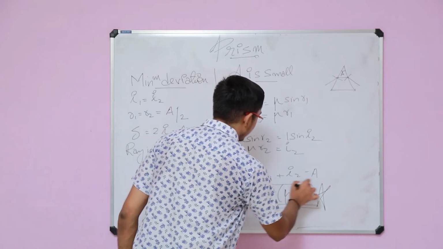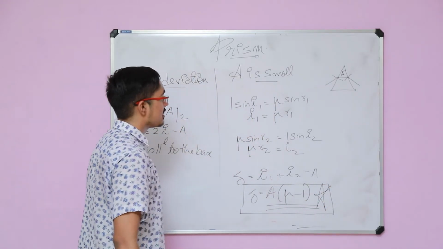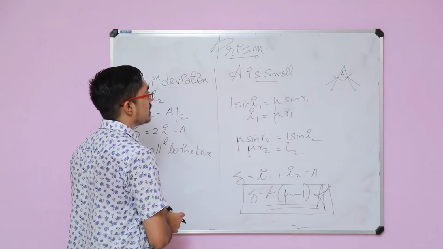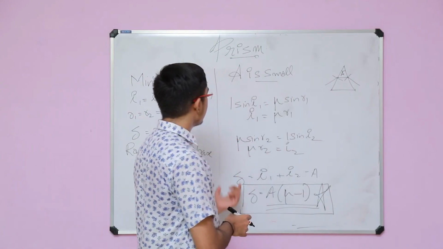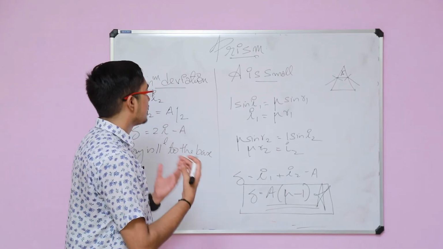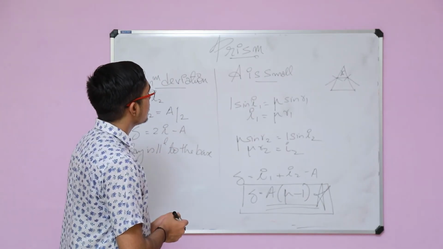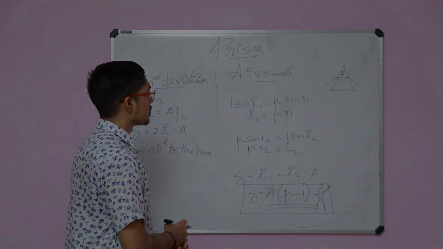So never forget this. This is a very important result that we have obtained by approximating a lot in terms of physics. So that is all with respect to the concepts of prism as far as the deviation is concerned, and let us solve 1 or 2 questions in this and then proceed to the next topic.